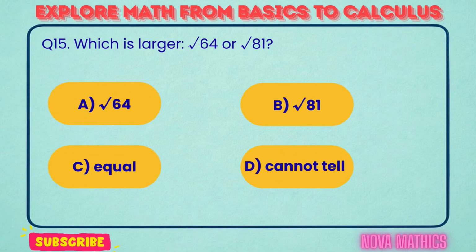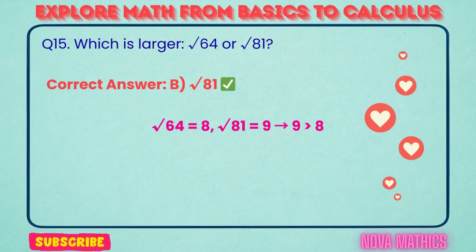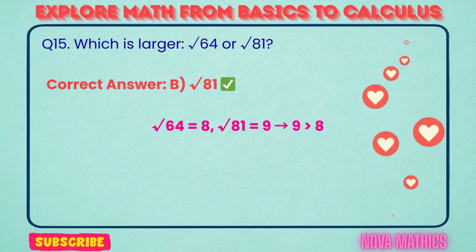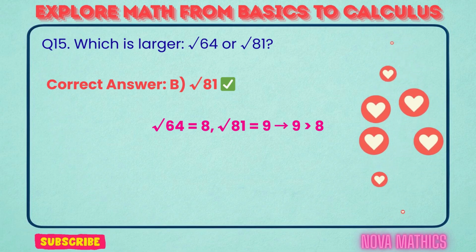15. Which is larger, the square root of 64 or the square root of 81? Correct answer is square root of 81. 9 is bigger than 8, so square root of 81 is larger.